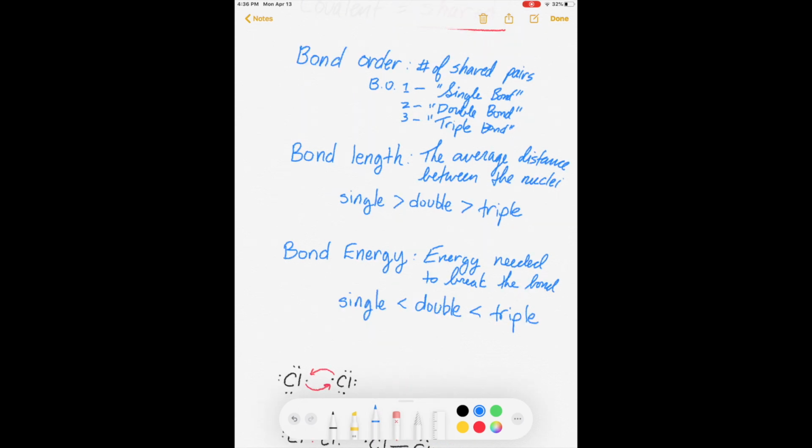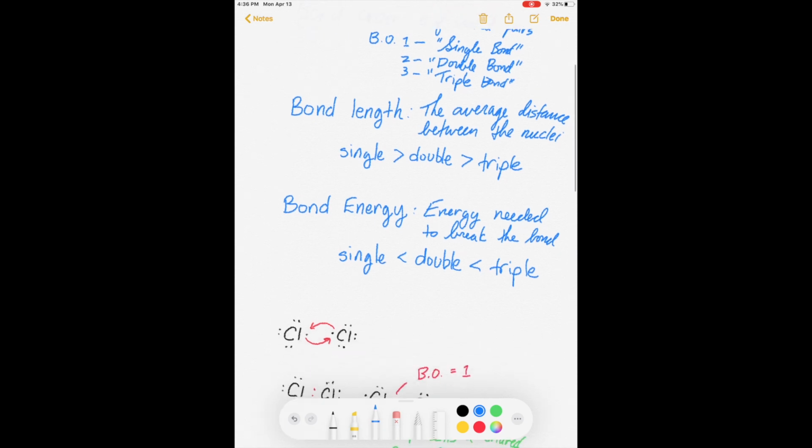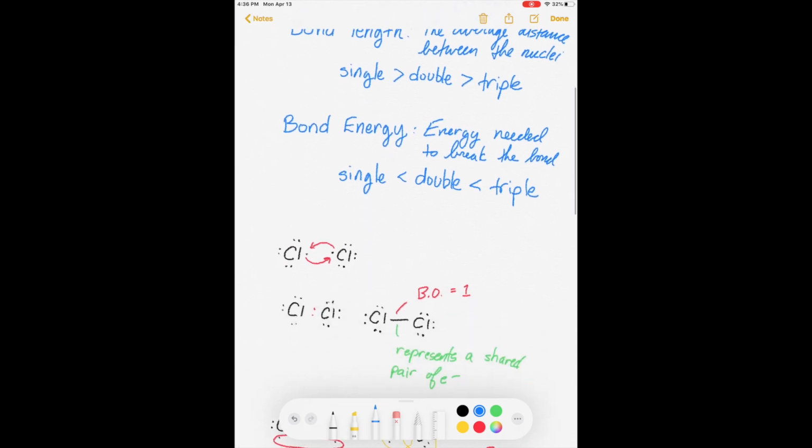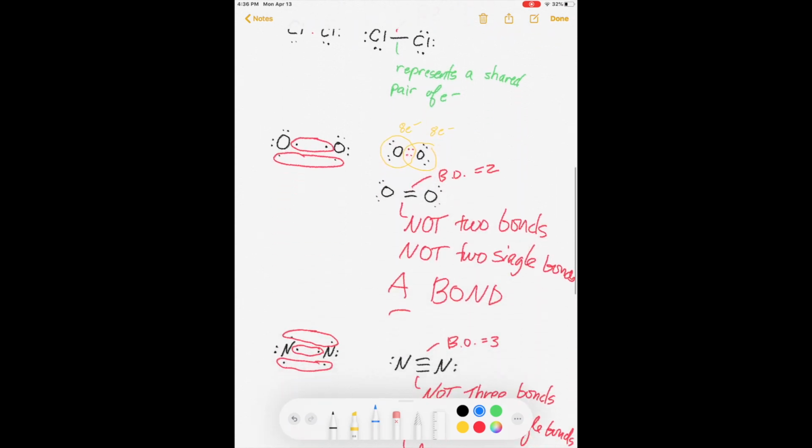So again, bond order is the number of shared pairs of electrons. If it's a bond order of 1, we call it a single, 2 is double, and 3 is triple. Bond length is the average distance between the nuclei. Singles are your largest in length. Doubles are in between, and a triple is your smallest length bond. And then in terms of bond energy, your single is your weakest bond, followed by the double, and then the triple is the strongest bond.